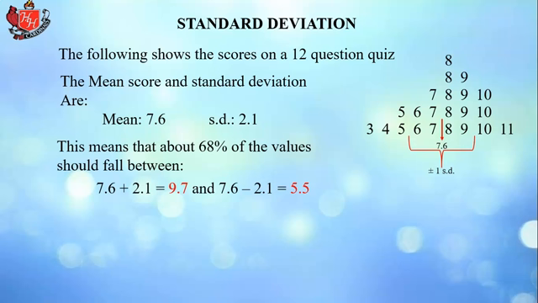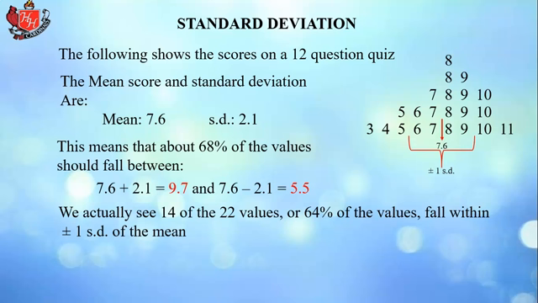And what you see in that red bracket over there on the right, that's those two numbers. On the low side, on the left side, it's 5.5, and on the right side, it's 9.7. And so now we look at the numbers that are inside of that bracket. We actually see 14 of the 22 values, or 64% of the values, fall within plus or minus 1 standard deviation. So you have 2 6s, 3 7s, 5 8s, and 4 9s. That's 14 numbers out of the 22.